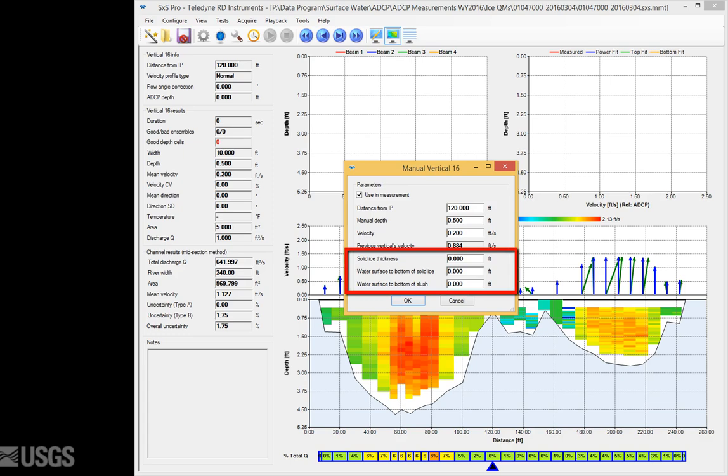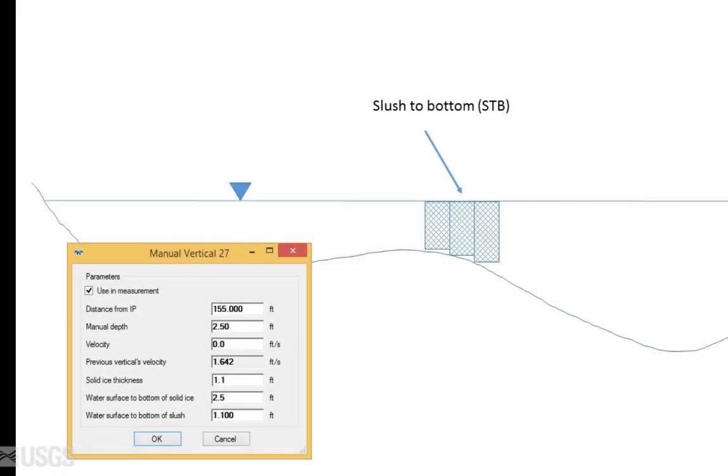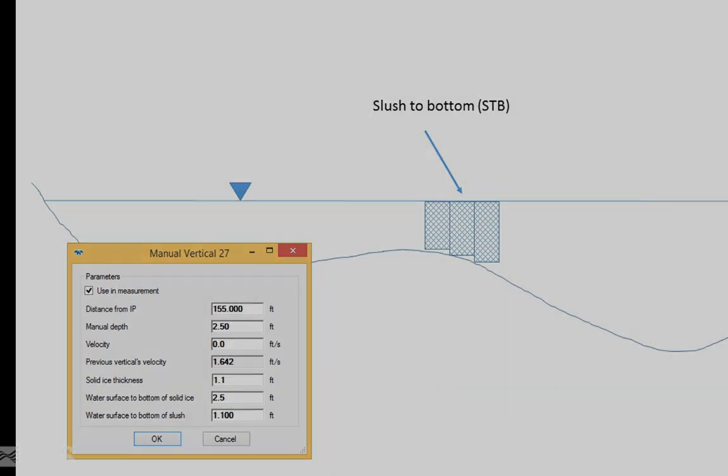With under ice measurements, you'll notice there are options to enter information related to the ice conditions. Commonly with ice measurements, you'll encounter slush from the river bottom to the bottom of the ice, and since there's no water, the ADCP obviously can't make a measurement. In these cases, you could sound the total depth with a rod and enter a velocity of 0. Essentially, your entire effective depth area would be slush.